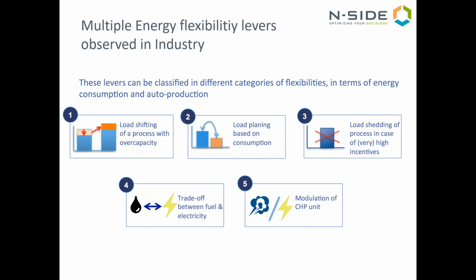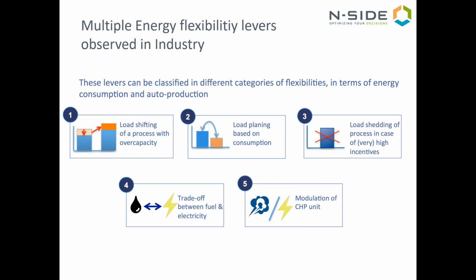So this is mainly when you have a process with an overcapacity. Basically, the idea will be to shift the load and push the consumption during the hours where the electricity is the cheapest, and the other way around when the electricity is the highest. The second example is about load rescheduling.